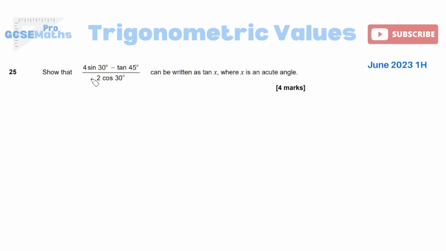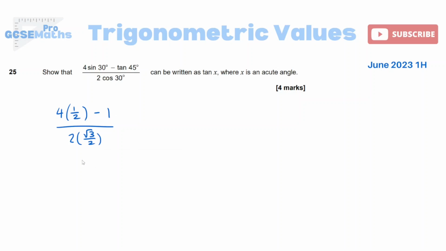We actually have to show that all of this can be written as tan x, where x is an acute angle. So the actual ending point, the formatting at the end is slightly different. So don't worry about that for now. Let's just start off by seeing what we can do with the actual fraction. So for sin 30, we know sin 30 is a half, 4 times a half, minus tan 45, which we know from the previous one is 1, over 2 times cos 30, which is root 3 over 2.